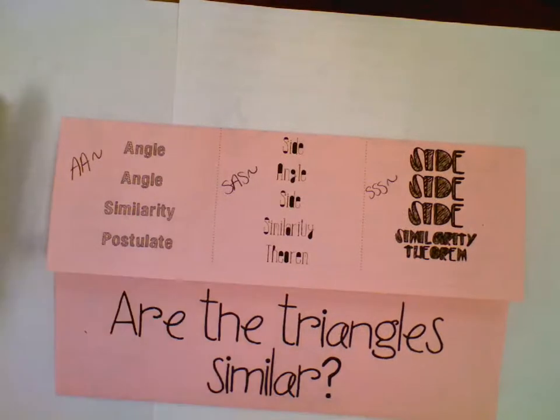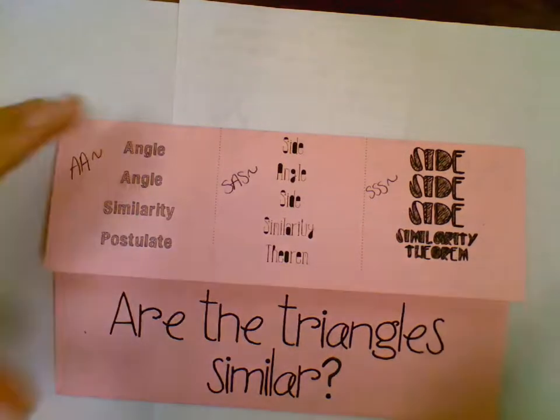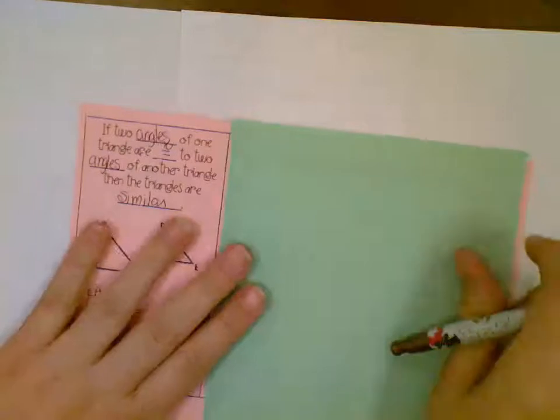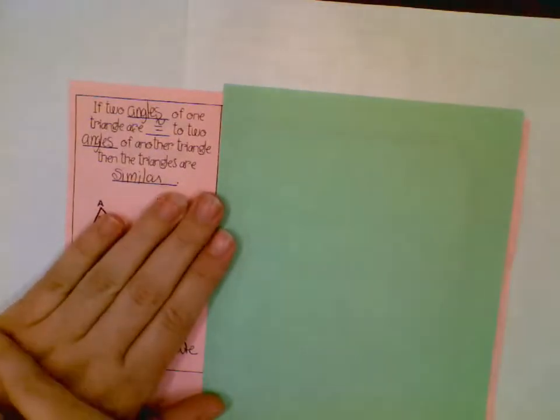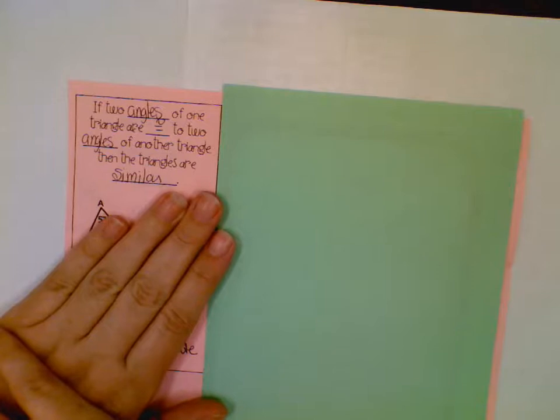So let's look at our first similarity postulate. It says that if 2 angles of one triangle are congruent to 2 angles of another triangle, then the triangles are similar. So this shortcut tells us that all we need to make triangles similar is 2 congruent angles.